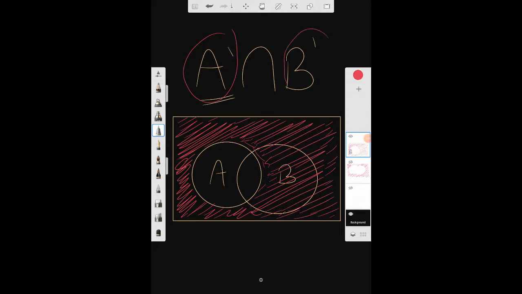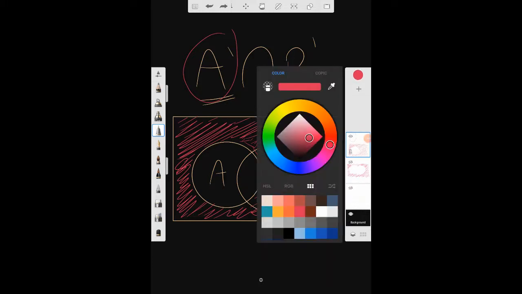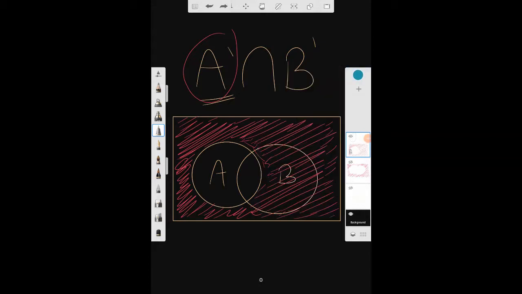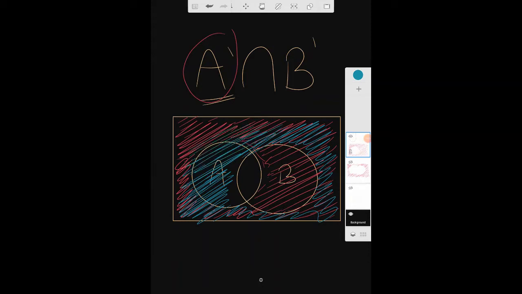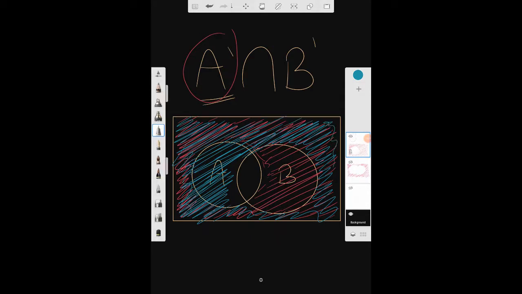Now what I need is B complement, right? So let us go for B complement. Let me use another color, blue. Now I will shade everything other than B, and that will be B complement. This is my B complement. Everything other than B, right? So this part is also done.